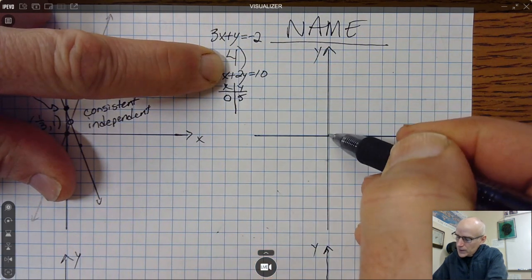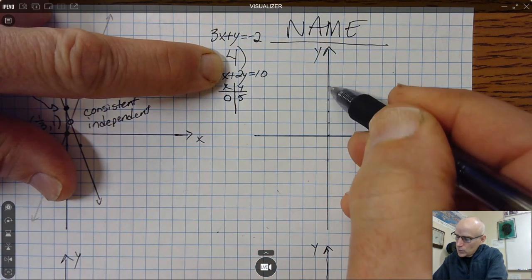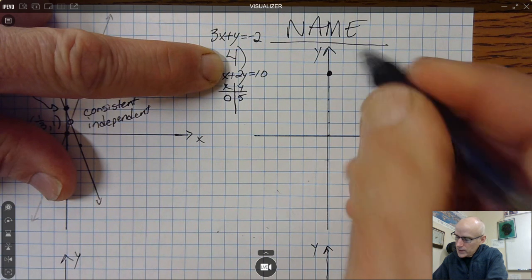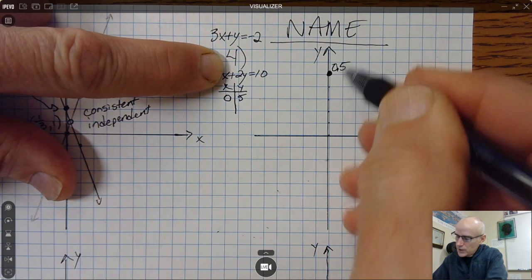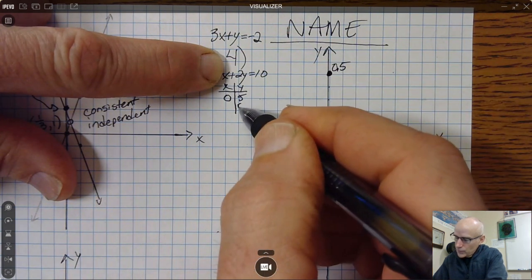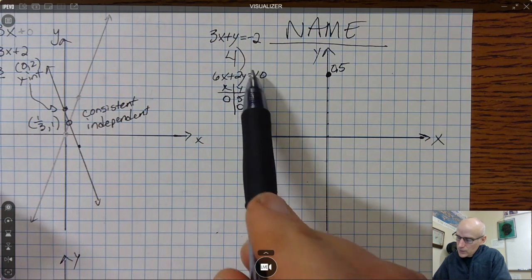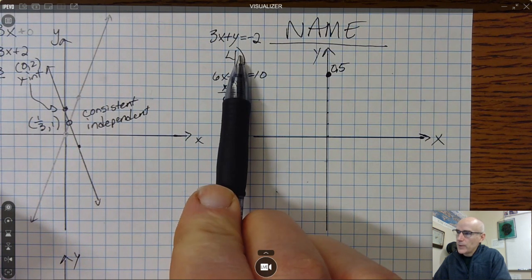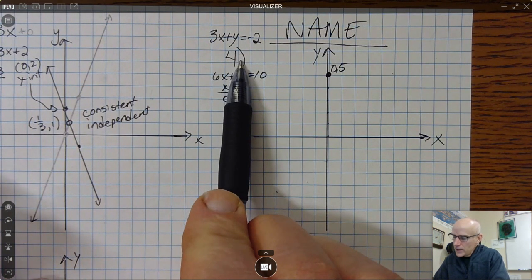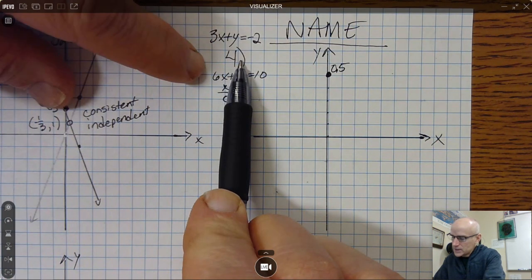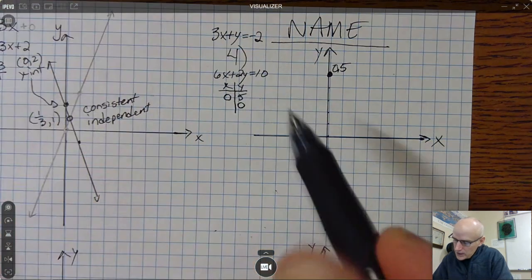So let's graph (0, 5) real quick. 1, 2, 3, 4, 5. Put a dot down. That is (0, 5) right there. Now I'm going to put a 0 in for y. If I do that, I'm going to cover up the 2y part with my pencil, or my pen, and I'm going to imagine taking 10 divided by 6. So I could put that down, 10/6.